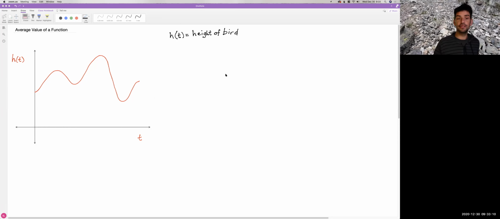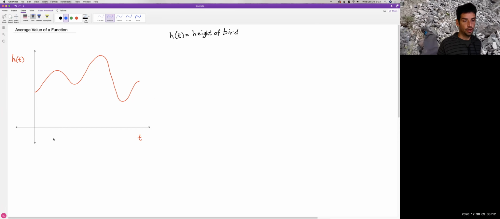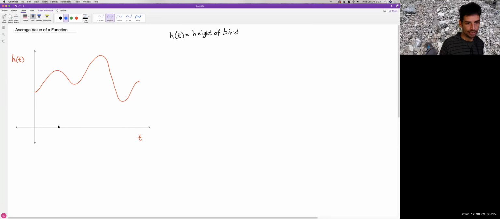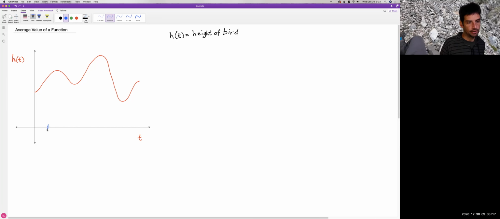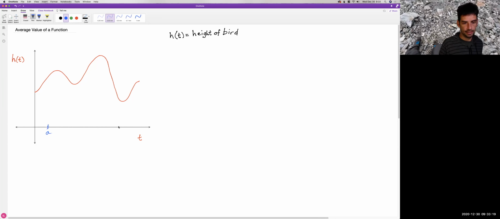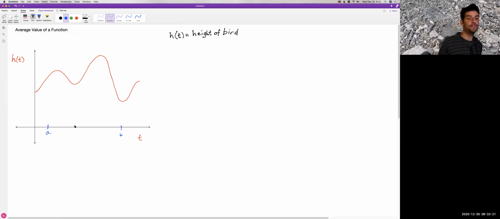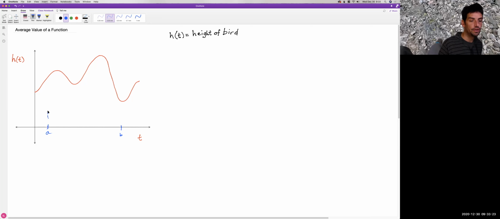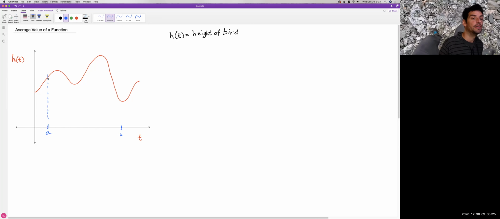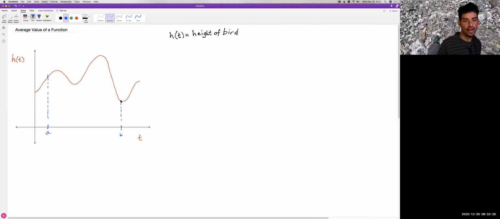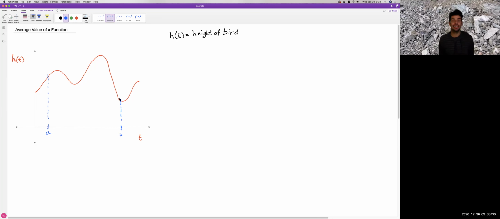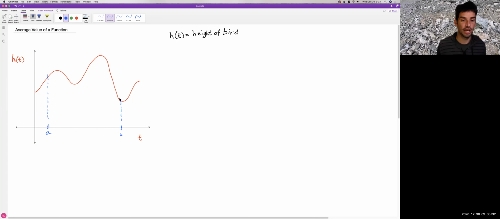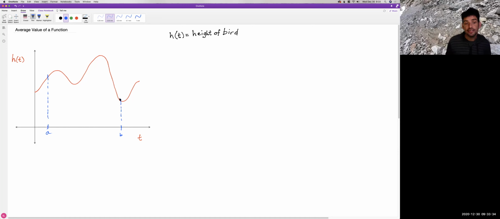We might want to know, over some interval, let's say I pick a couple of times, I'll call this time A and this time B. I would like to know, along this path, what is its average height over this interval? That's what we want.